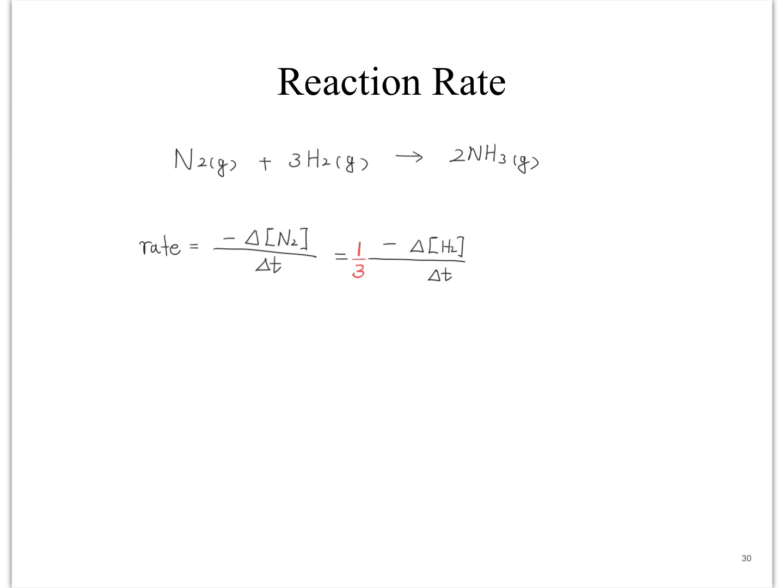And we are going to use this idea to write out also the appearance of ammonia gas, since ammonia gas appears 2 times faster than the disappearance of nitrogen. So 1/2 of the appearance of ammonia gas will equal the disappearance of nitrogen gas. So remember that the stoichiometry relationship needs to be counted.